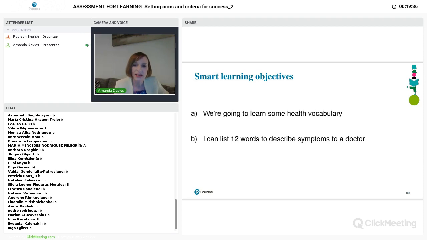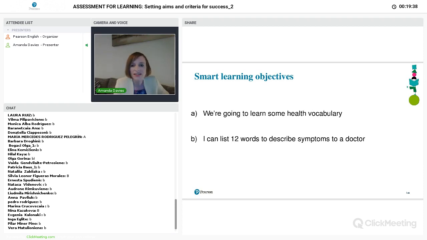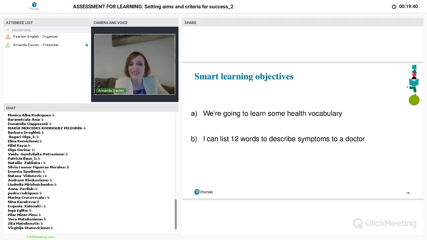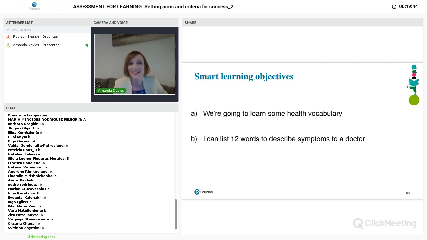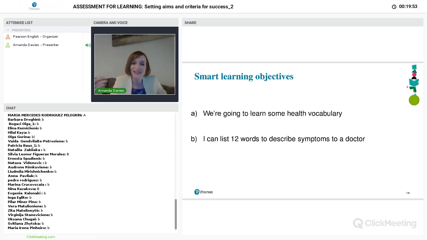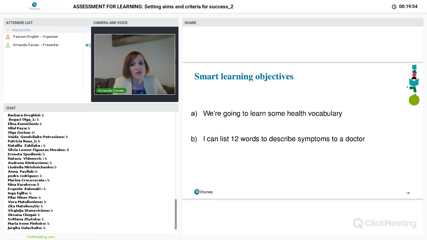In A, I would say the word learn is quite difficult, because we can't ever guarantee learning. We can try, we hope our students learn something in lessons, but we can't really measure it. What did they learn? Do they know the meaning? Can they say it? Can they use it in a sentence? So it's not very specific.